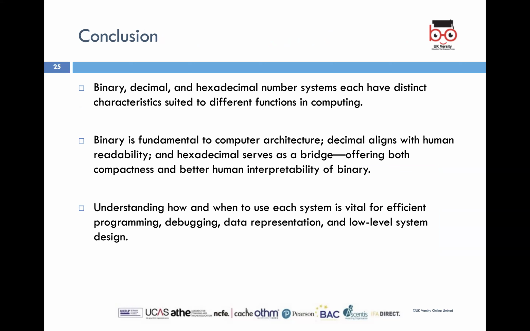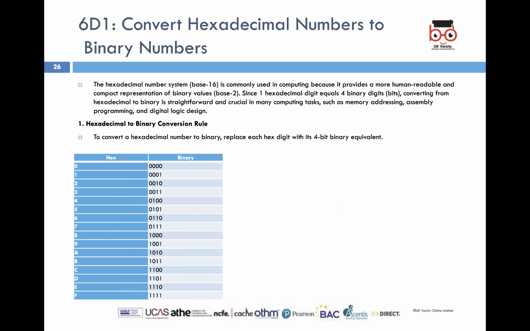Binary, decimal, and hexadecimal number systems each have distinct characteristics suited to different functions in computing. Binary is fundamental to computer architecture. Decimal aligns with human readability, and hexadecimal serves as a bridge, offering both compactness and better human interpretability of binary. Understanding how and when to use each system is vital for efficient programming, debugging, data representation, and low-level system design.